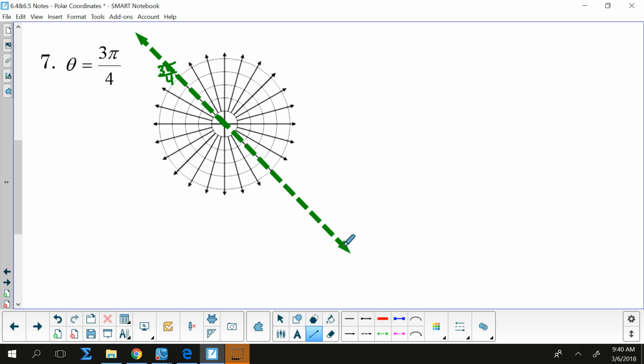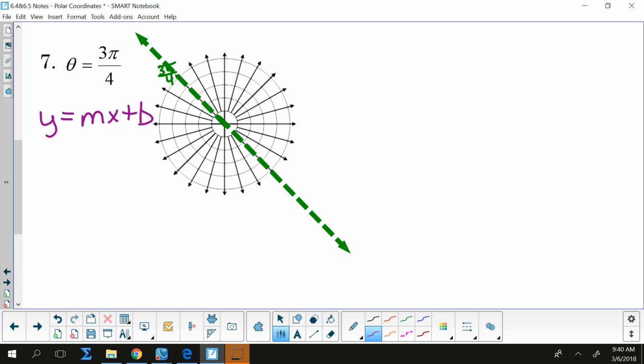What is it? What mathematical shape is that? It's a line. Okay? So what's the equation of a line? Y equals mx plus b, right? So in the end here, I want this to be y equals mx plus b.